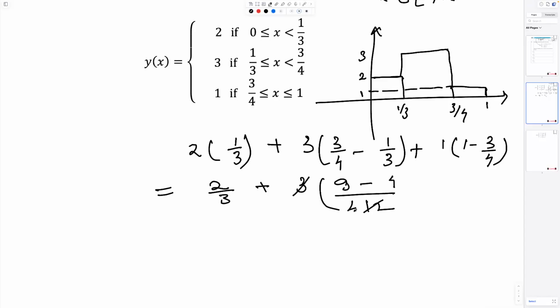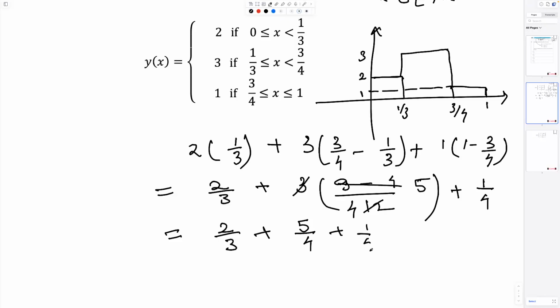This gives you 4 and this gives you 5. I will simplify it further in the next step, and then this gives you 1 by 4, right? Which gives you 2 by 3 plus 5 by 4 plus 1 by 4, right? This thing becomes your 6 by 4, which basically becomes your 3 by 2.